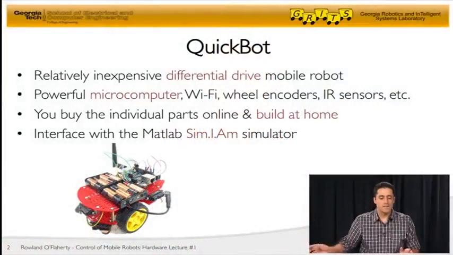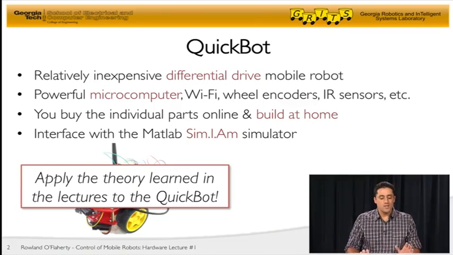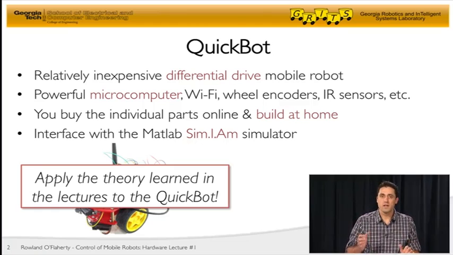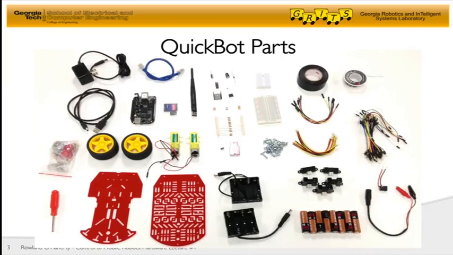What you're going to do is buy the individual parts online and build them at home. And then you're going to interface with the QuickBot using the MATLAB Sim.I.am simulator. So, again, you get to apply the theory you learn in the lectures to a real robot, the QuickBot. So now what I want to do is go over the parts that you'll need in order to build the QuickBot.